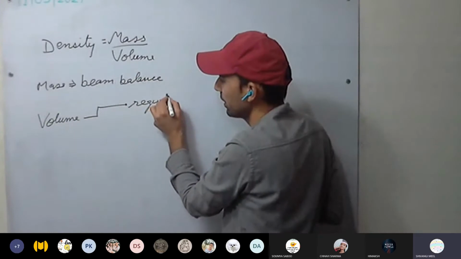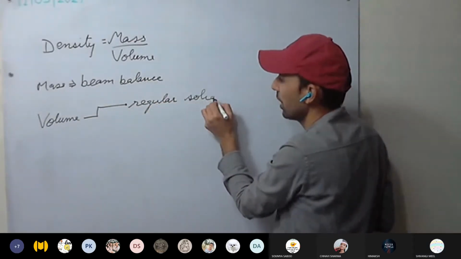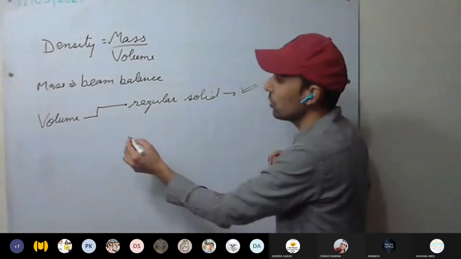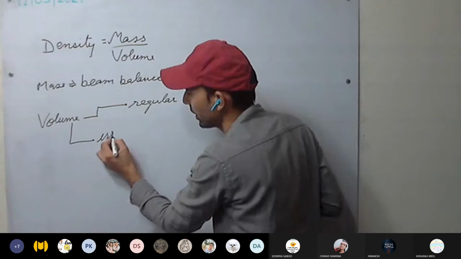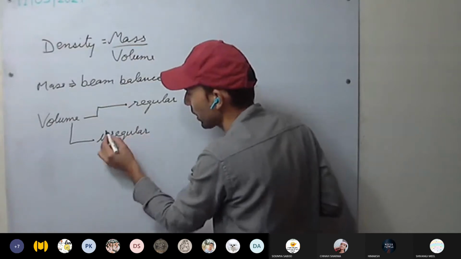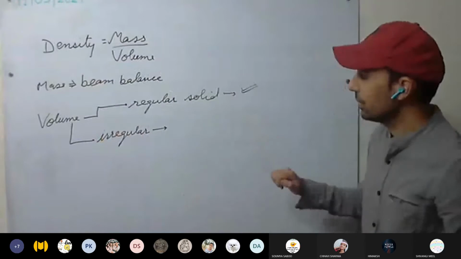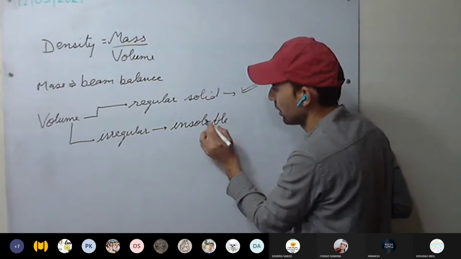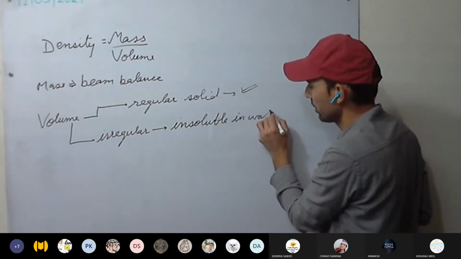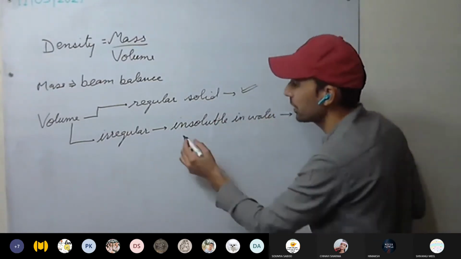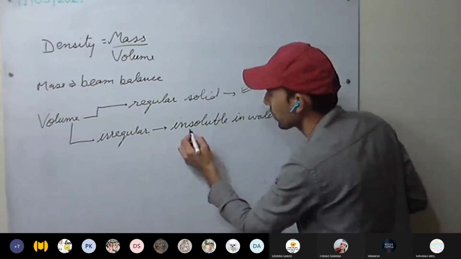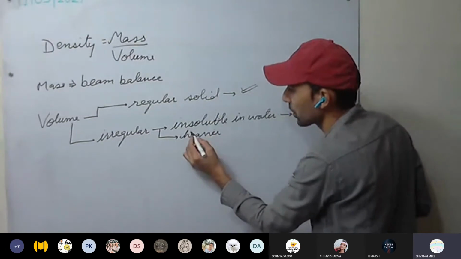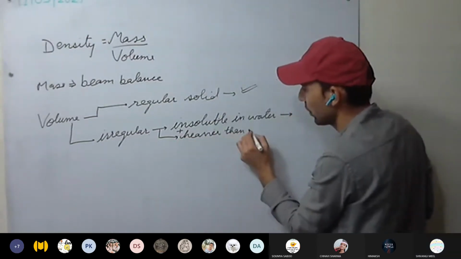If it is a regular solid, again no issues. We measure the sides and use the formulas. This we have discussed. Now we are measuring volume when the solid is irregular. Irregular, and insoluble in water, as well as heavier than water.